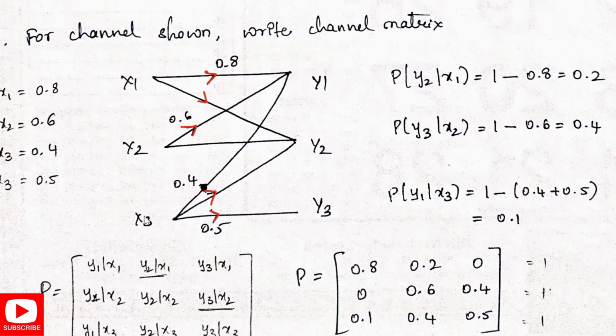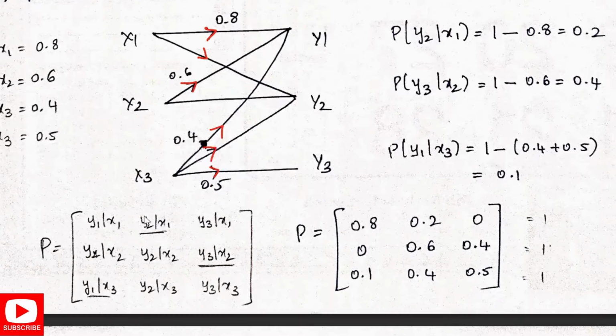Similarly, find out y3 by x2. What will that be? That will be 0.4. Next, y1 by x3. What will this be? It will be 0.1. Now, write down the transition matrix.